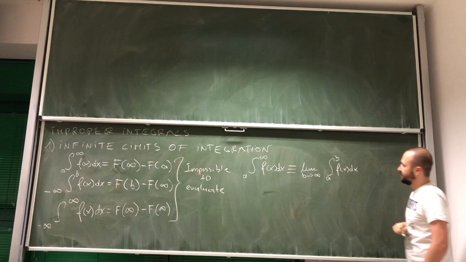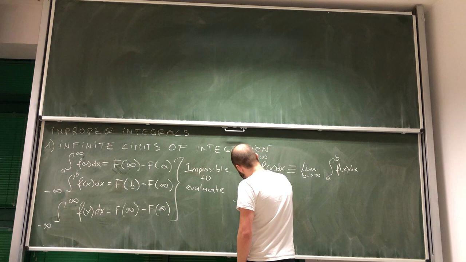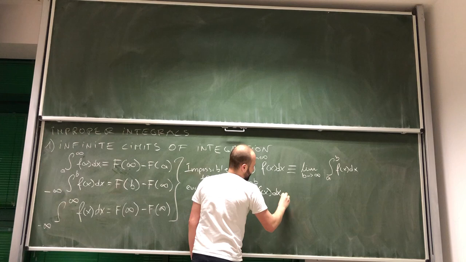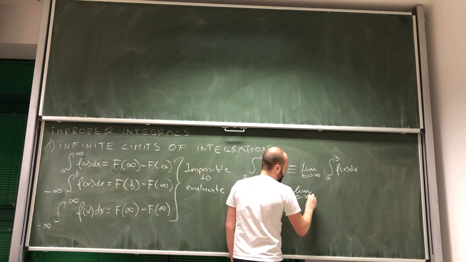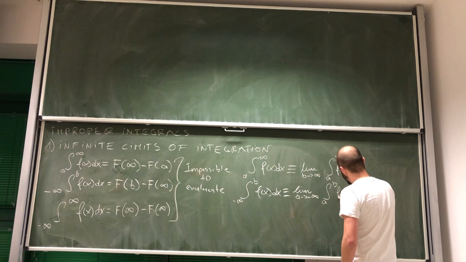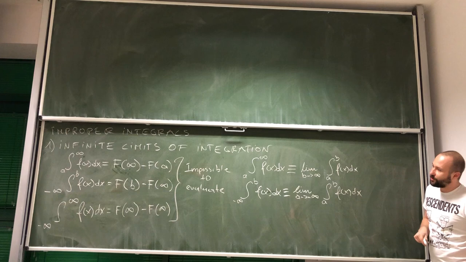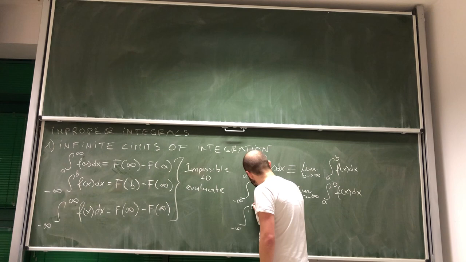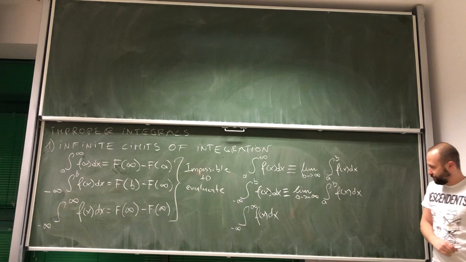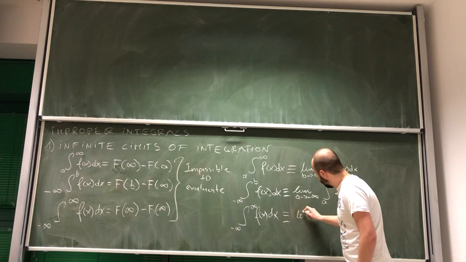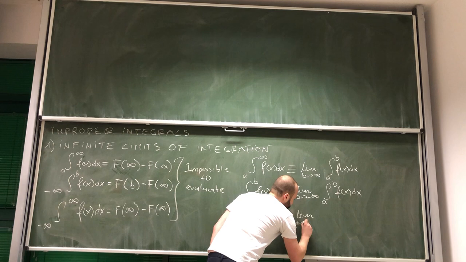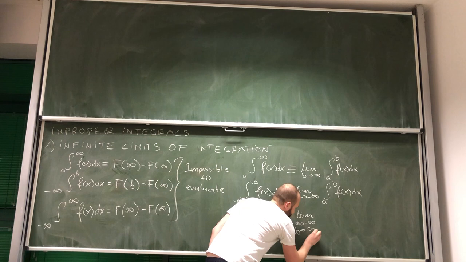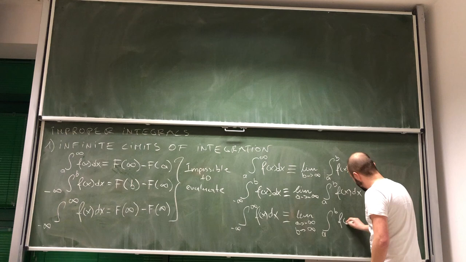And look, similarly, in the second case, the integral from negative infinity to some b of f of x dx is by definition given as a limit with a approaching negative infinity out of the integral from a to b of f of x dx. And finally, if we are in case number three, so we need to calculate this improper integral, then we need to calculate two limits, basically. So limit with a approaching negative infinity and b approaching infinity out of, again, the same expression.